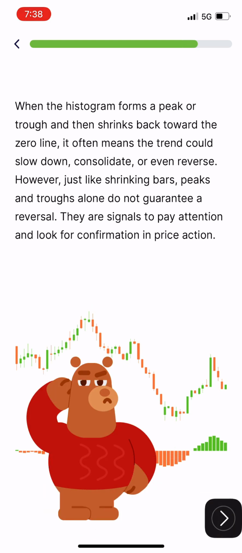When the histogram forms a peak or trough and then shrinks back toward the zero line, it often means the trend could slow down, consolidate, or even reverse. However, just like shrinking bars, peaks and troughs alone do not guarantee a reversal. They are signals to pay attention and look for confirmation in price action.